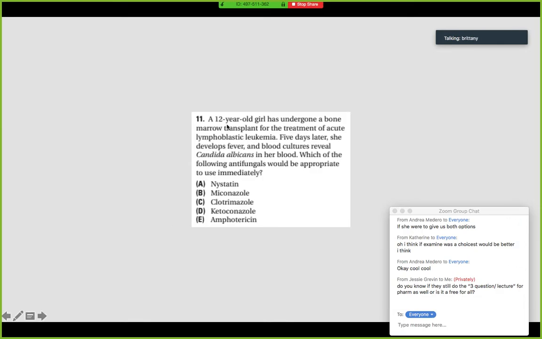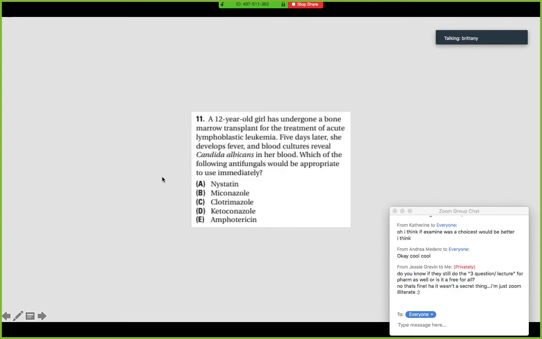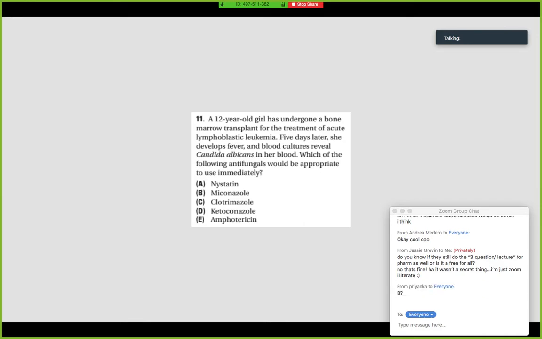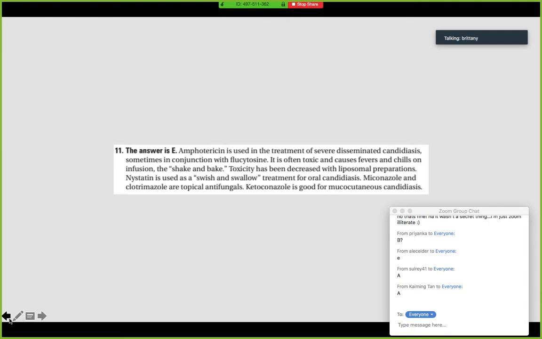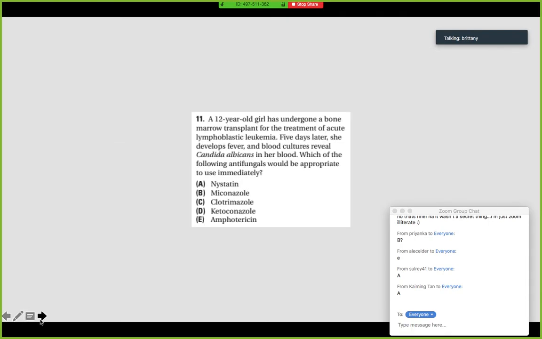Okay. A 12-year-old girl has undergone a bone marrow transplant for the treatment of acute lymphoblastic leukemia. 5 days later, she develops fever and blood cultures reveal Candida albicans in her blood. Which of the following antifungals would be most appropriate to use immediately? Okay, so yeah, the answer here is E, amphotericin.